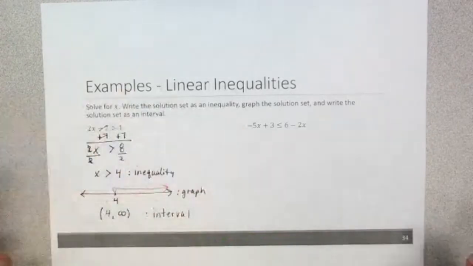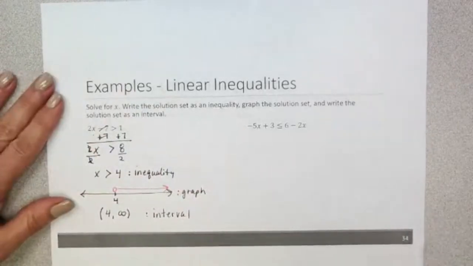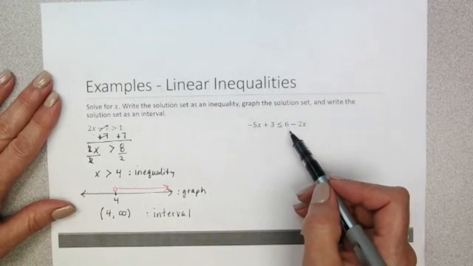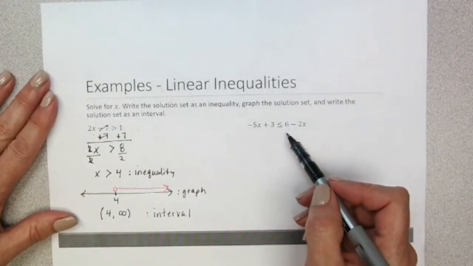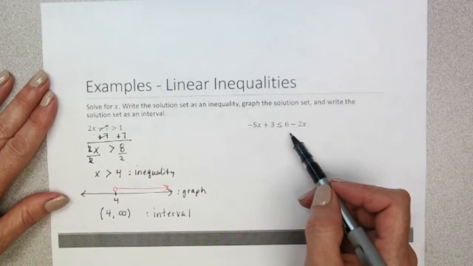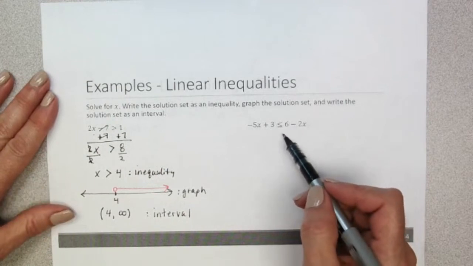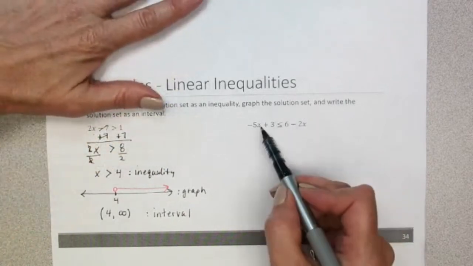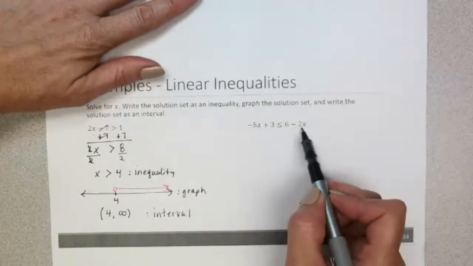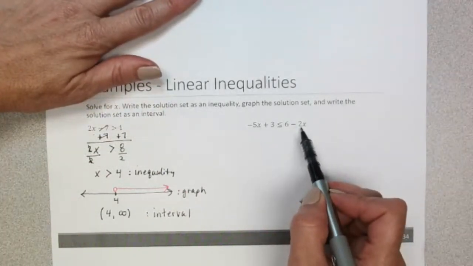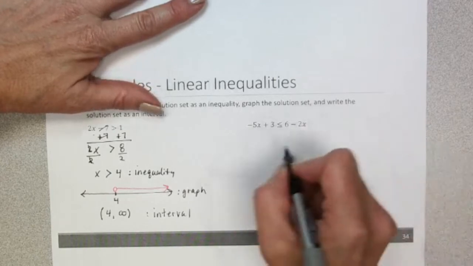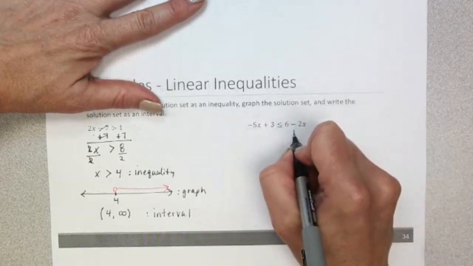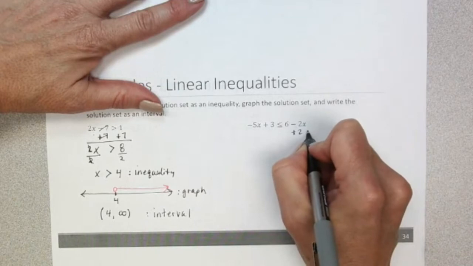Let's look at this second example over here. We've got a little bit more going on, but we have the same objective. We need to isolate the variable by itself on one side of the inequality. We have an x term on the left. We also have an x term on the right. We're going to need to move one of those terms over so the x terms are together. So I think I'll just go ahead and add 2x to both sides.